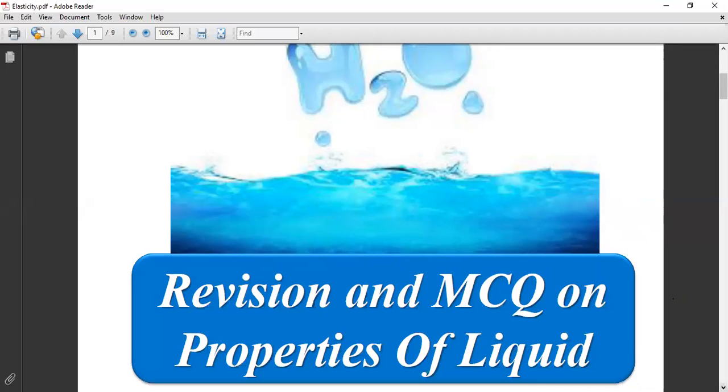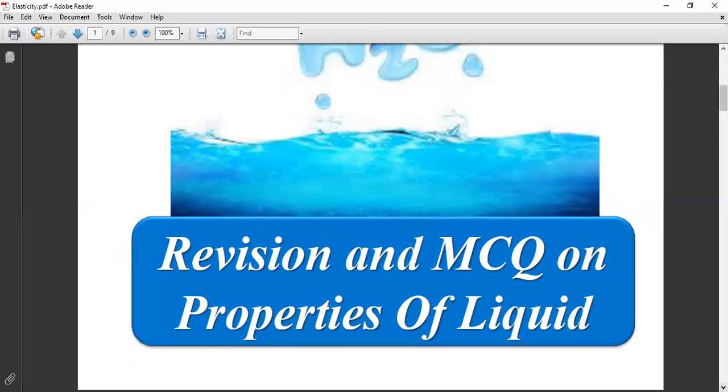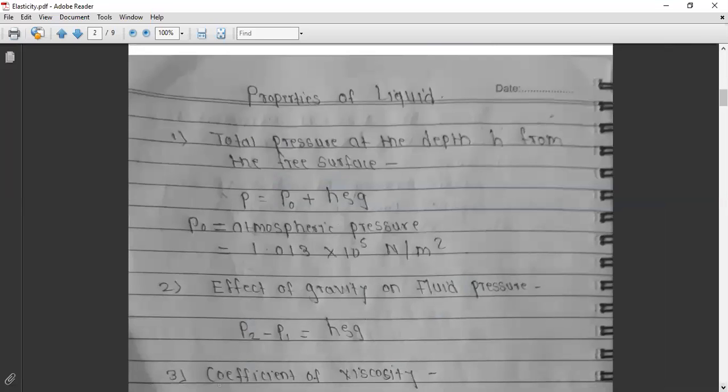So in the viscosity, the first part, that is the pressure. What is meant by the pressure? Pressure means force per area, and due to this pressure we get one first concept, that is the total pressure at the depth h from the free surface of the liquid.